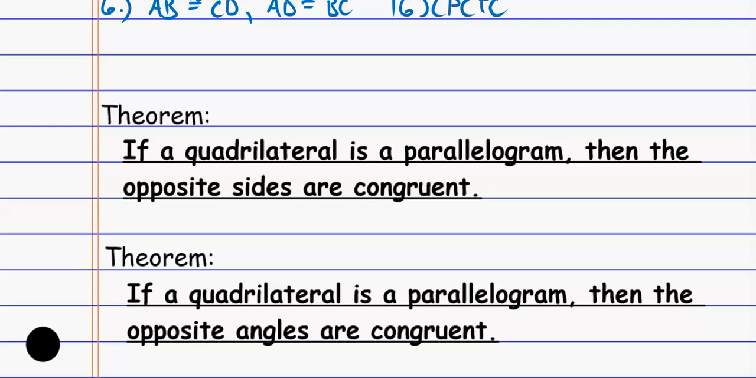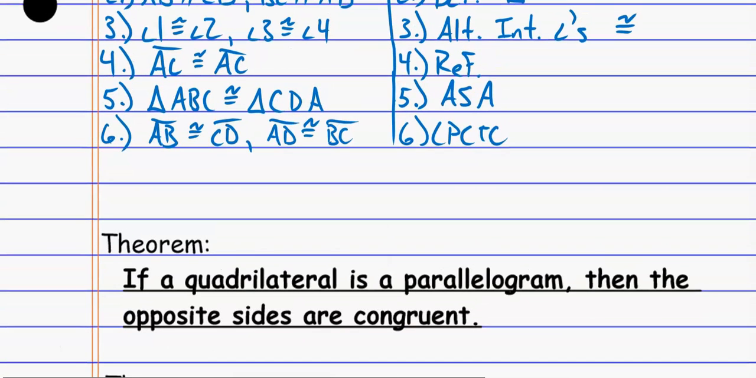It's not the definition. The definition only gives us that the opposite sides are parallel. But the properties, what we can do with that, is show that the opposite sides are congruent. Okay? So now that we've proven this, we can use this as often as we want. We can just say, hey, if it's a parallelogram, opposite sides are congruent. Likewise, if the quadrilateral is a parallelogram, then the opposite angles are congruent. That's the same proof, and I'm not going to redo that one.